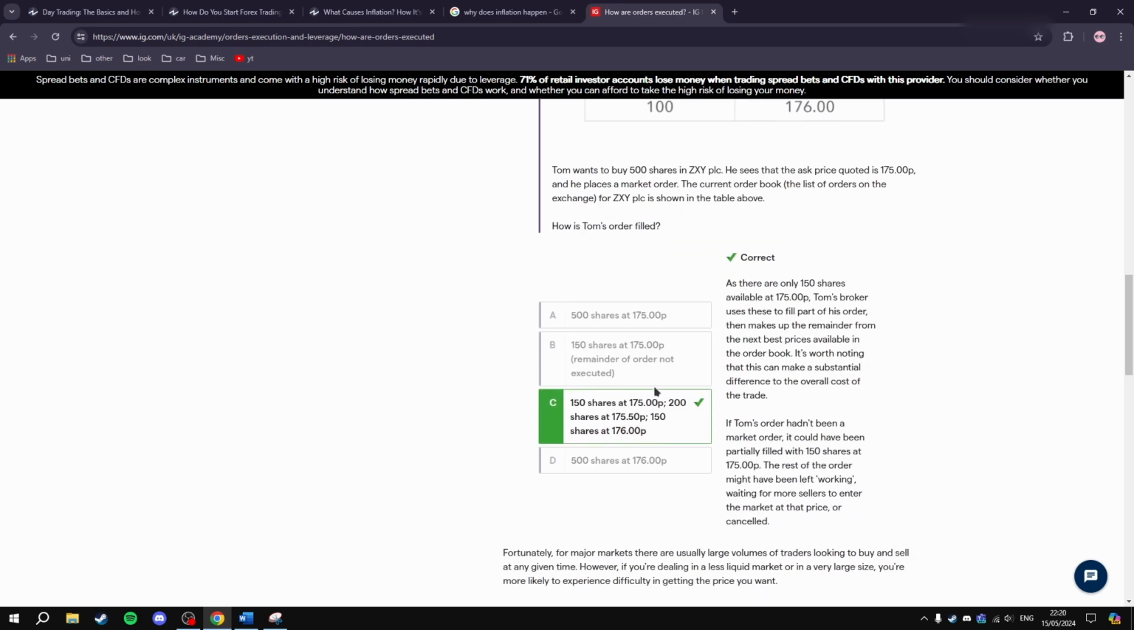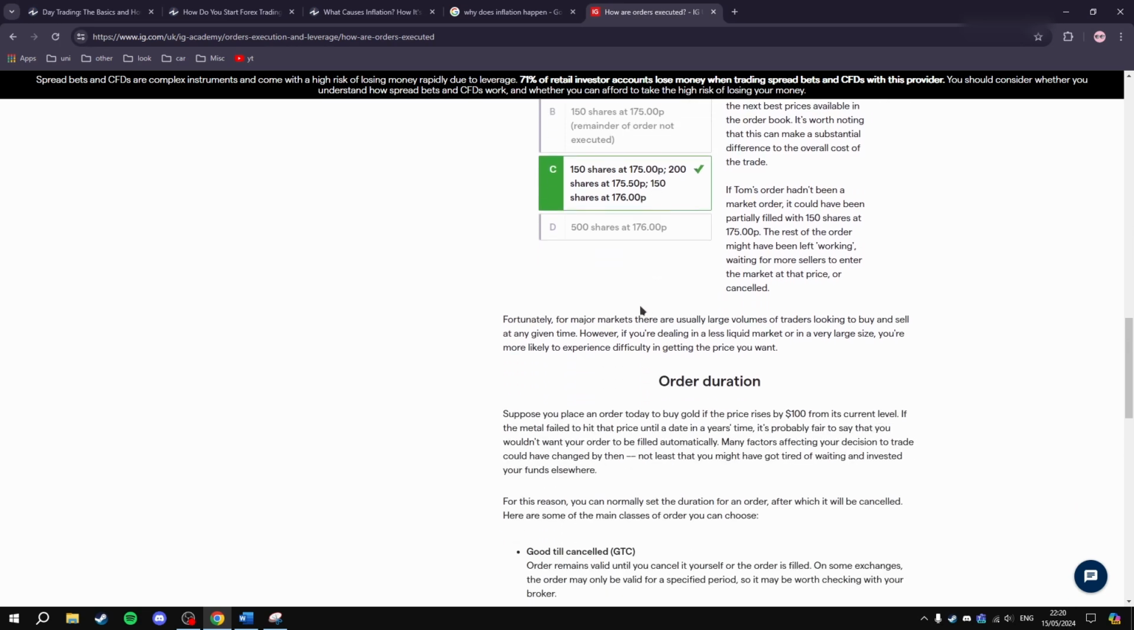As there are only 150 shares available at 175 pence, Tom's broker uses these to fill part of his order, then makes up the remainder from the next best prices available in the order book. It's worth noting that this can make a substantial difference to the overall cost of the trade. If Tom's order hadn't been a market order, it could have been partially filled with 150 shares at 175 pence. The rest of the order might have been left working, waiting for more sellers to enter the market at that price, or cancelled.